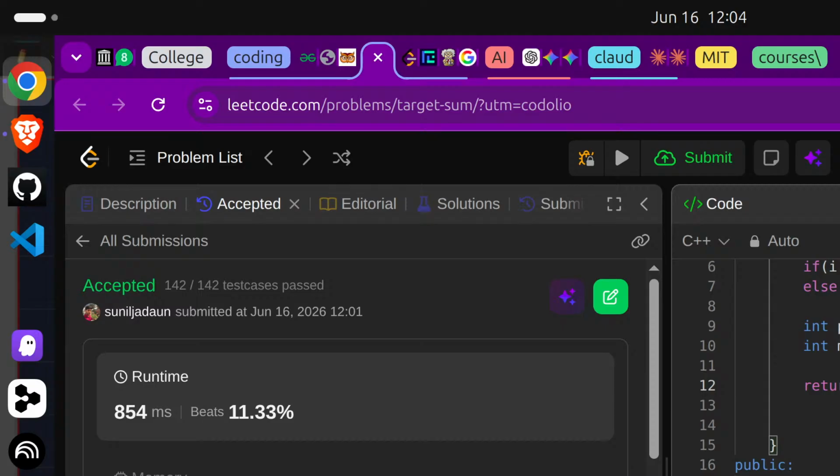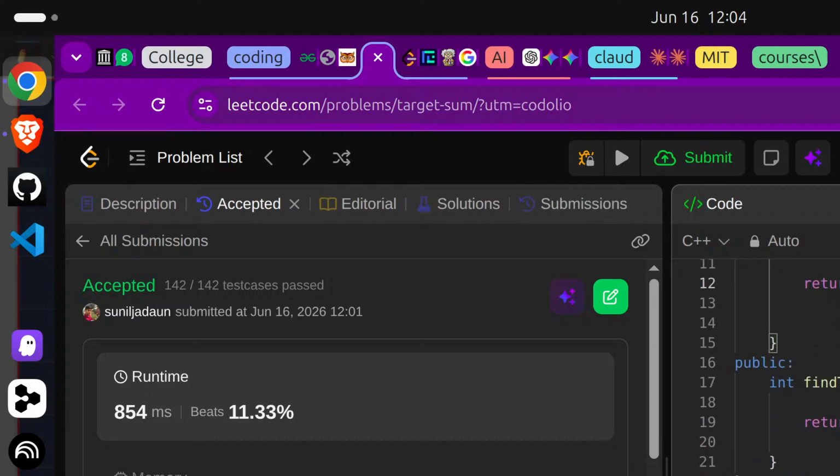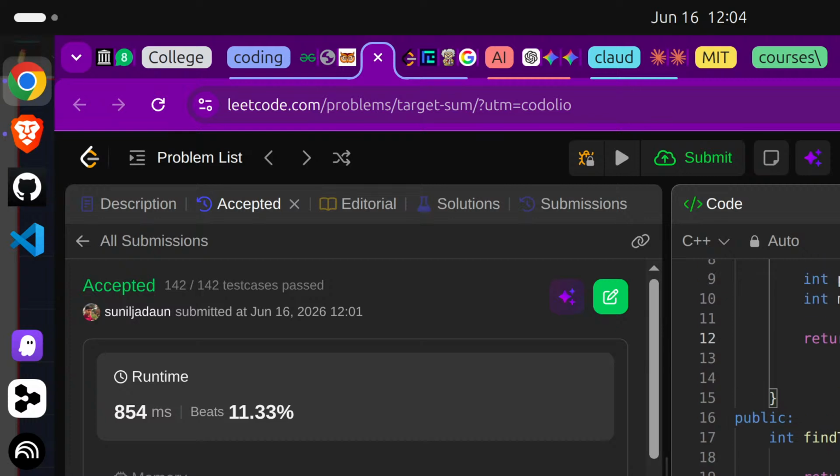Alright guys, how can I do that? Do you have any idea? Okay, so I have to change it to memoization because two variables are changing, target and i, right?